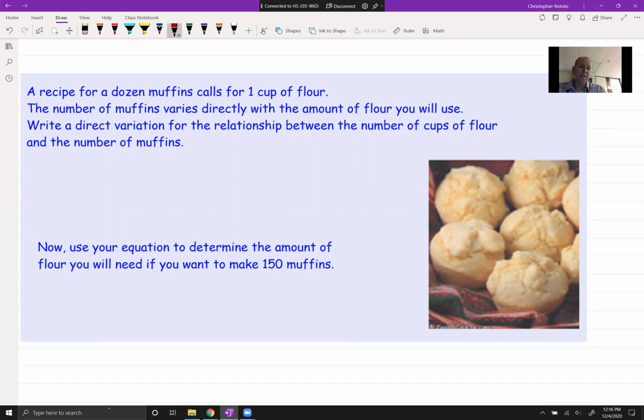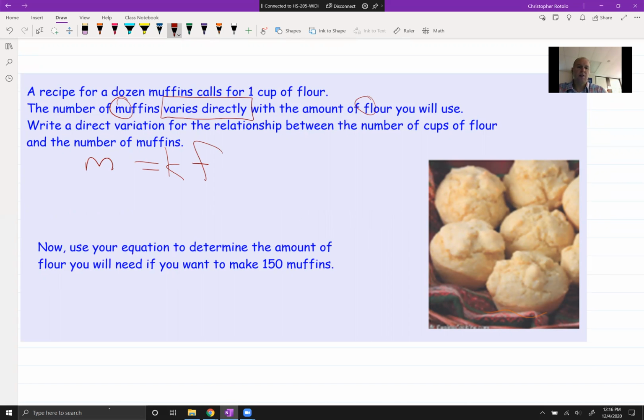The recipe for a dozen muffins calls for 1 cup of flour. The number of muffins varies. Oop, there it is. Varies directly. That's what I was reading this for. Before that was muffins, the number of muffins, and after that is the amount of flour. So muffins equals the constant of variation times the flour we're going to use.